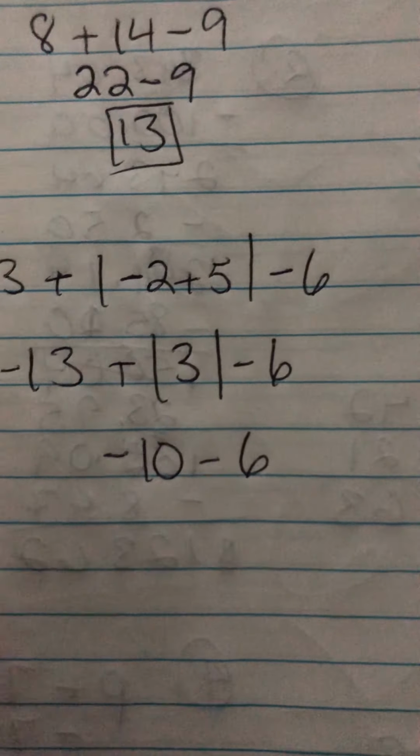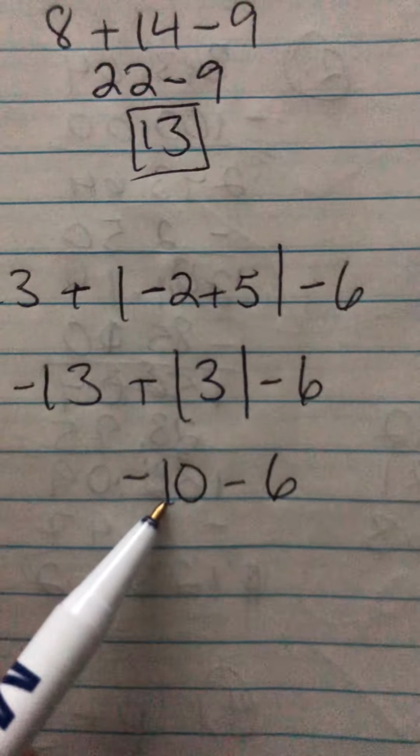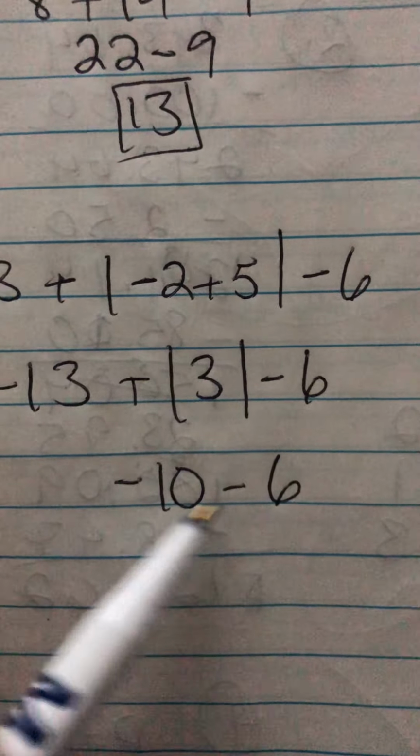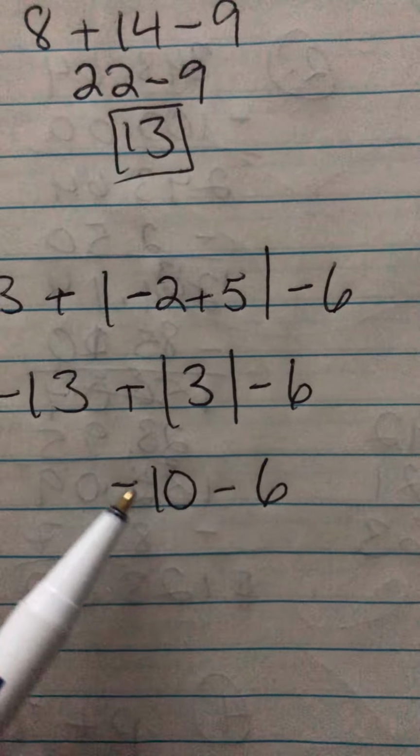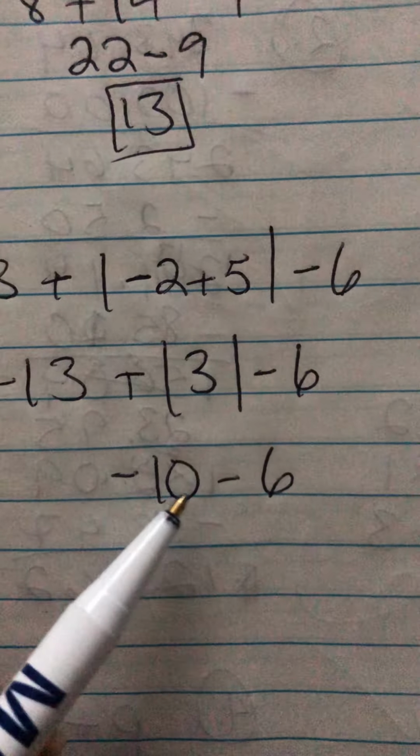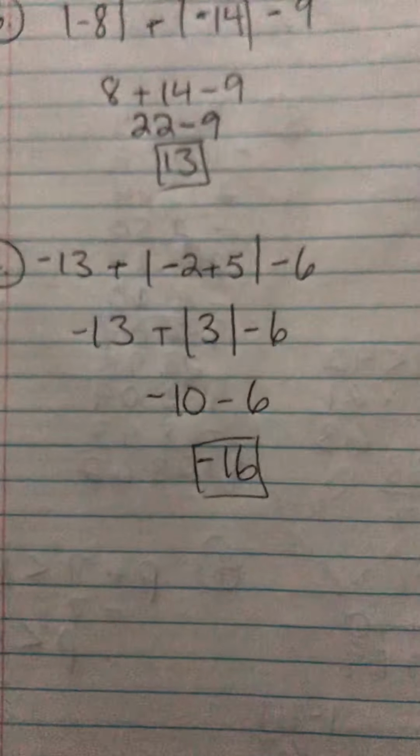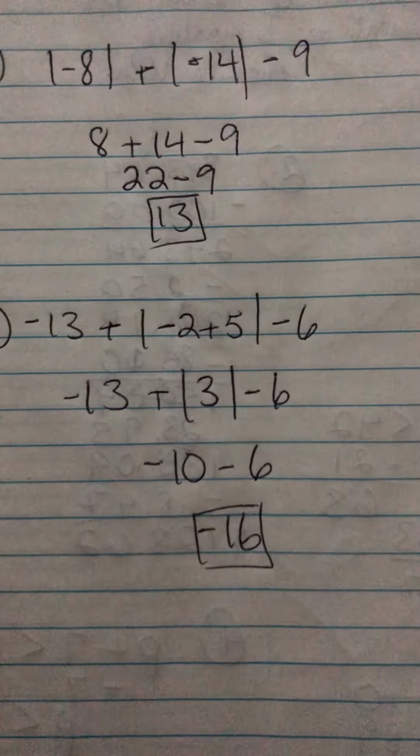Now we see this part here where my signs are the same. Same sign, so I'm going to add and keep the sign. So 10 plus 6 is negative 16. And there we have it, ladies and gentlemen.